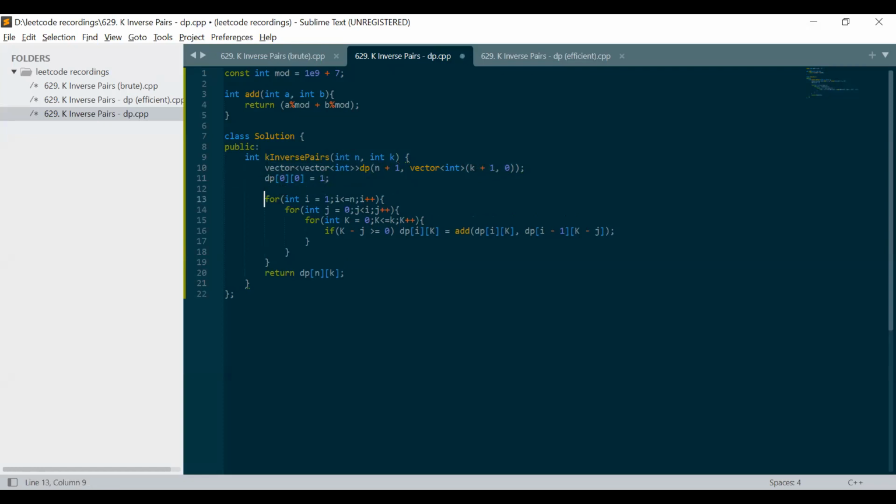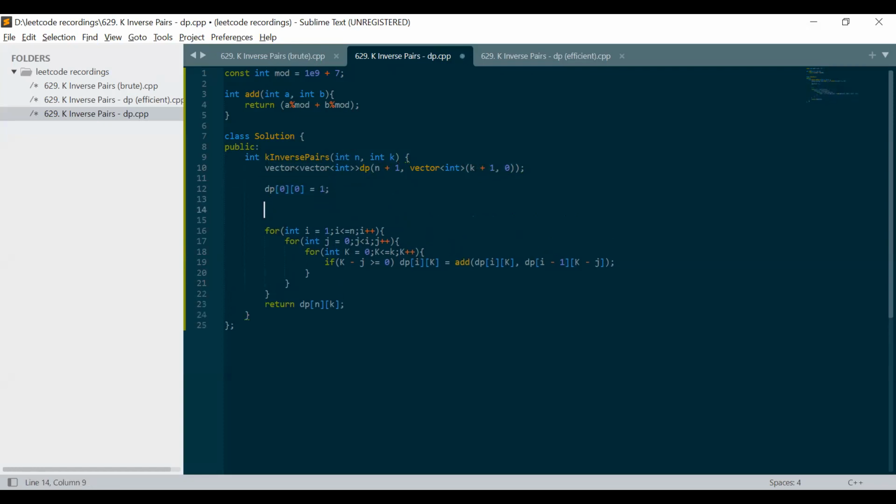Initially, the base case will be if we have 0 elements, and obviously then we will have 0 inversions, right? So dp of 0 comma 0 will be 1. Now we iterate for every i, with i being elements from 1 to n, and every j from 0 up till i minus 1. What exactly does this j denote? This j denotes at which index, after how many steps, I am placing the last element that I'm currently adding here.